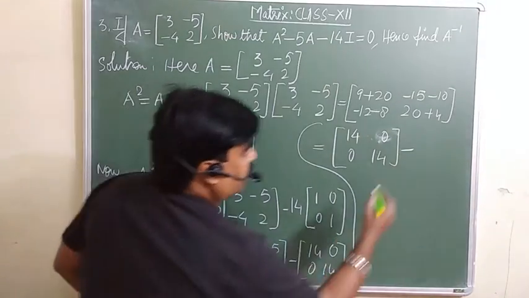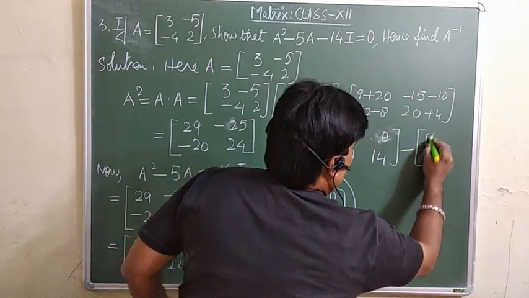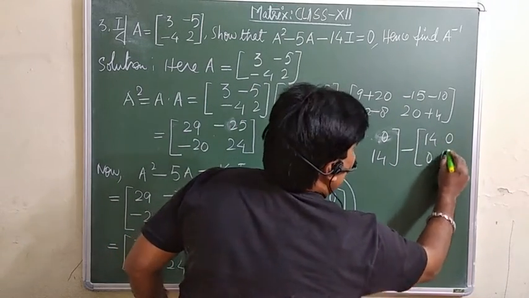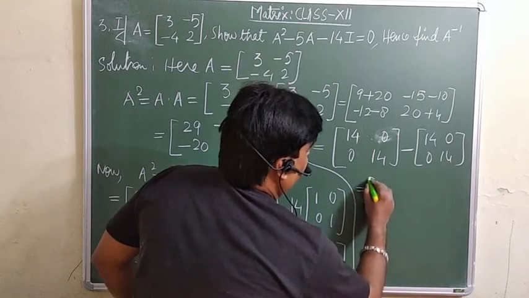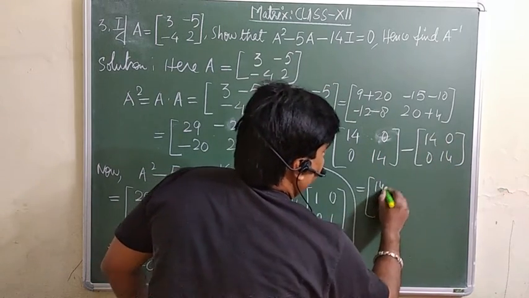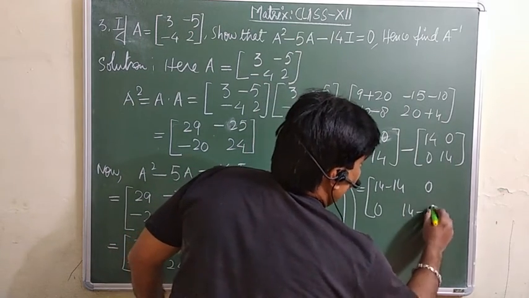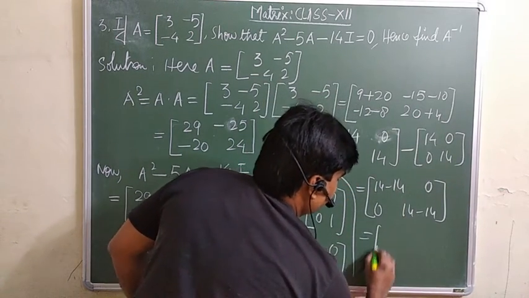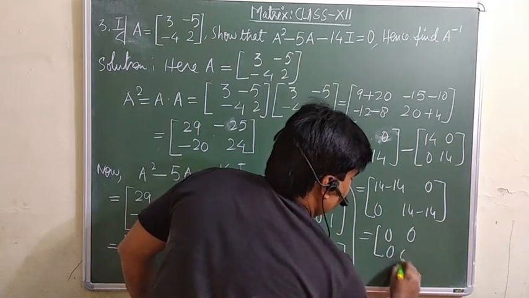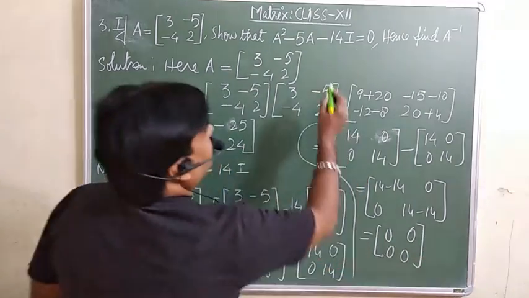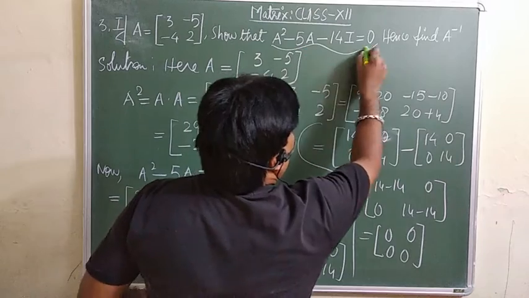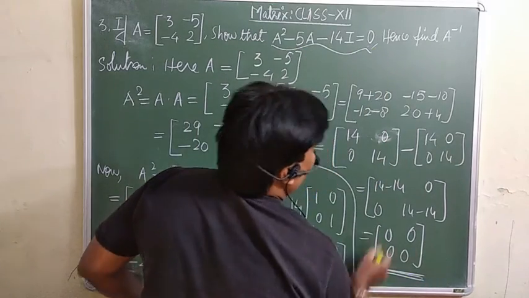We are going to subtract this one: 14, 0, 0, 14. You will subtract this one, so you will get 14 minus 14, 0 minus 0, 0, and 14 minus 14. So you are getting 0 0 0 0. That is your null matrix which you want to show. This one is equal to this one. So the first part is over. Have a look.